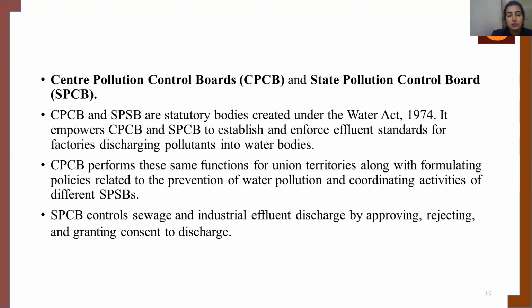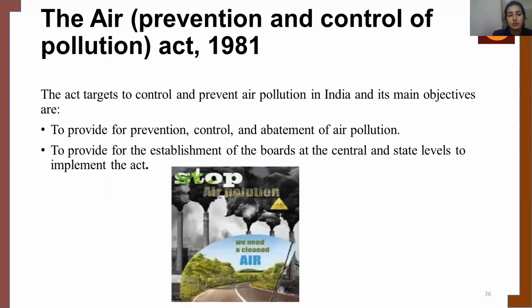The CPCB performs these same functions for union territories, along with formulating policies related to the prevention of water pollution and coordinating activities with the SPCB. The SPCB controls sewage and industrial effluent discharge by approving, rejecting, and granting consent to this discharge. So this is how the CPCB and SPCB work.